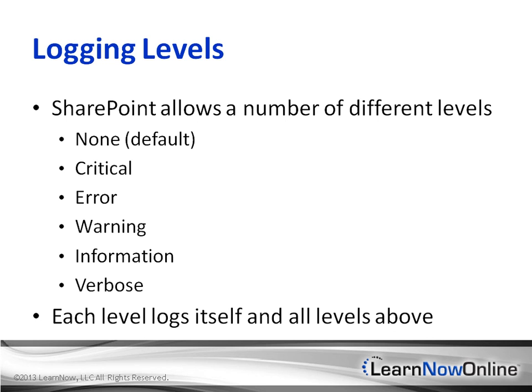Each level logs itself and all levels above. So if you set logging to error, then you're going to get error and critical. If you do verbose, that's why you're getting so much data. You're getting verbose, information, warning, error, critical, all the way up the path. Keeping track of that, you're going to have a lot of different data.